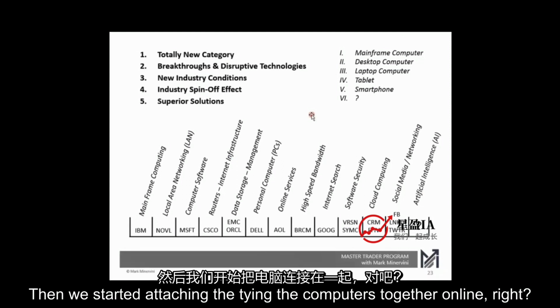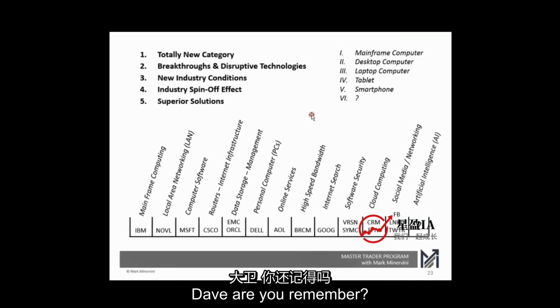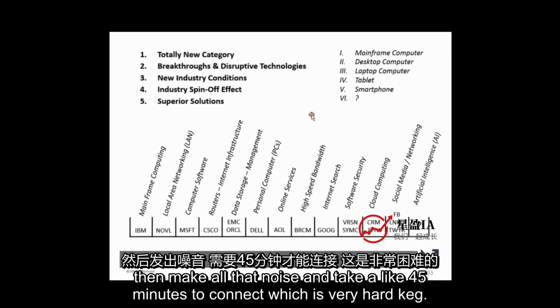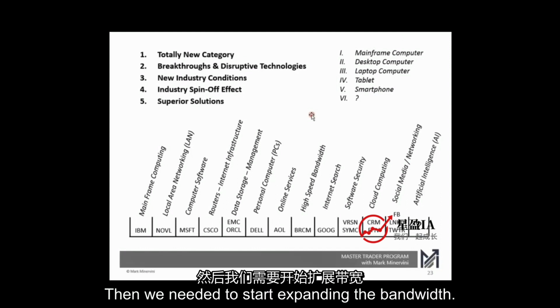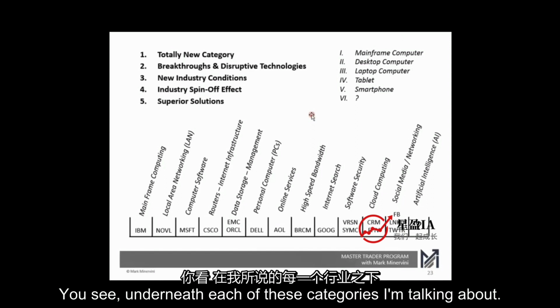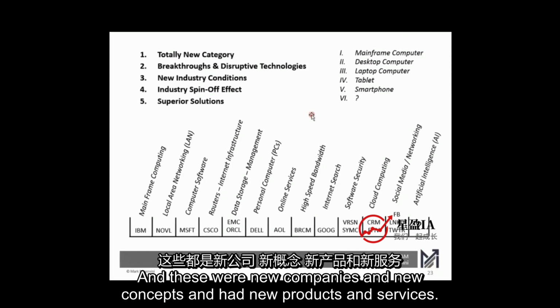Then we started tying the computers together online, right? The internet. Those of you who are our age, Dave, you remember you hit the AOL and it would dial the phone number, then beep, make all that noise and take like 45 minutes to connect. It was very, very archaic. So what happened then, we needed to start expanding the bandwidth, right? So then you had Broadcom, and you see underneath each of these categories that I'm talking about, there's companies that were emerging, and these were new companies and new concepts and had new products and services.